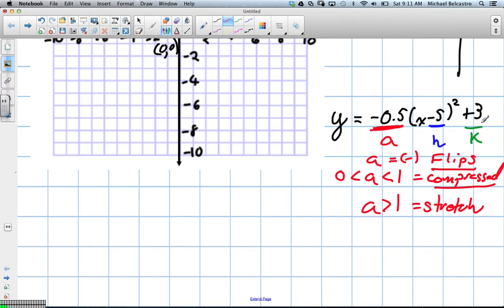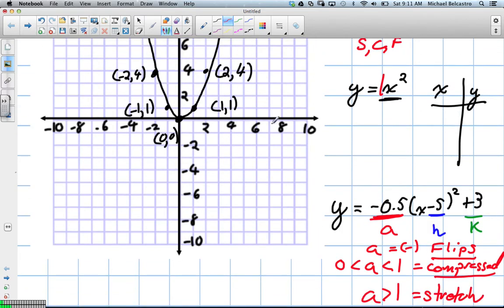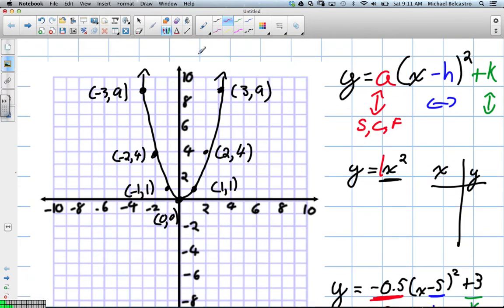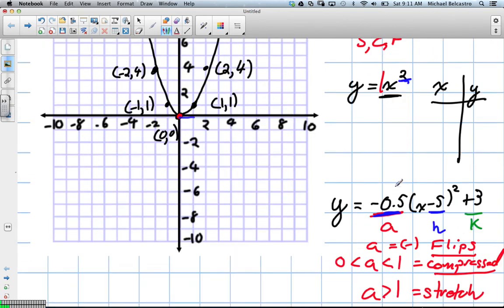Now the easiest way to go about this is redrawing it the same way, but using this a value. The vertex isn't going to move. The vertex being the highest or lowest point. It's still going to be at 0, 0. And we're still going to use our same pattern. I'm going to go over 1, and then I'm going to square that number, but then I have to multiply it by a. So there's a few steps we have to do here.